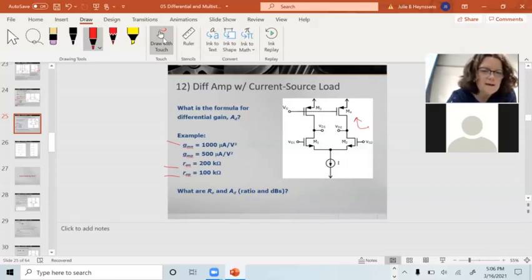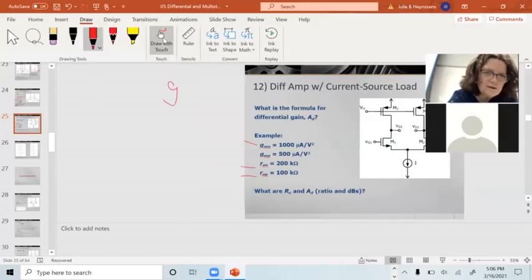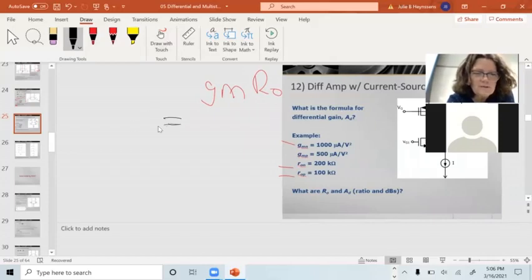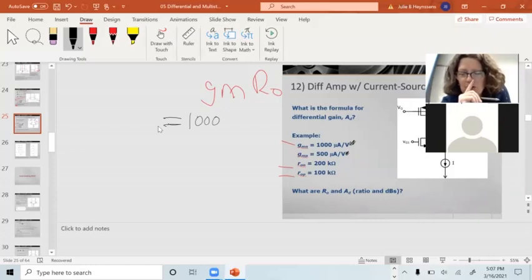What happens to my gain? My gain is still gm RO. I'm sorry, I'm using my finger. It won't let me write it on now. Oh, now it will. Not using my finger, this equals 1,000, and the units here are wrong. It's microamps per volt. I don't know where that came from. 1,000 is the gm of my N transistor.